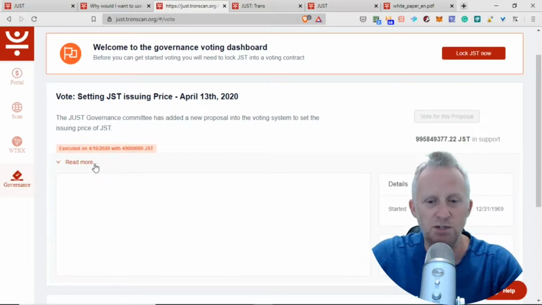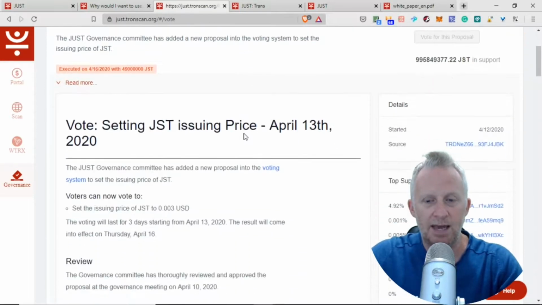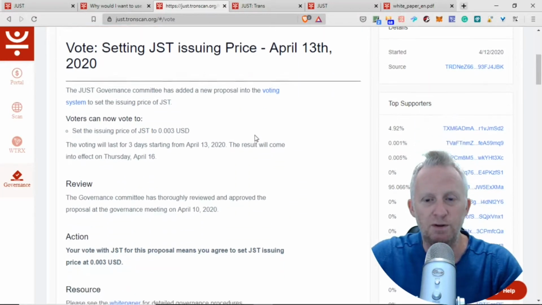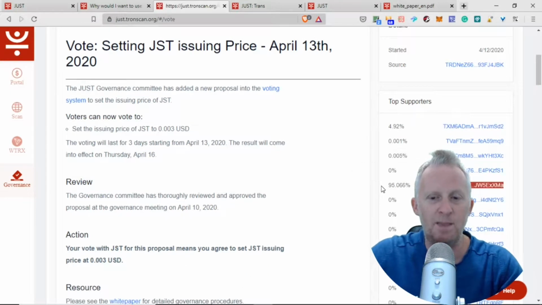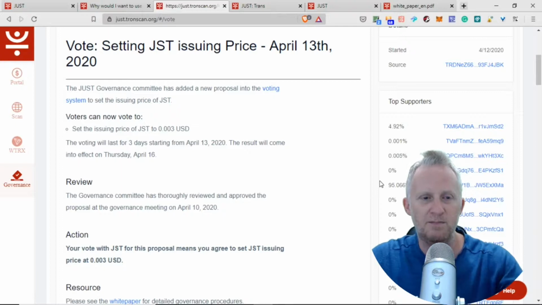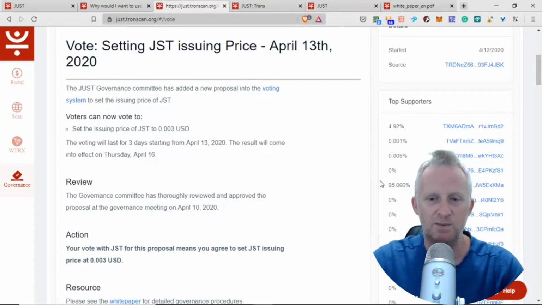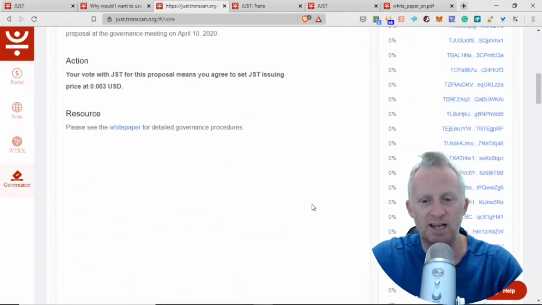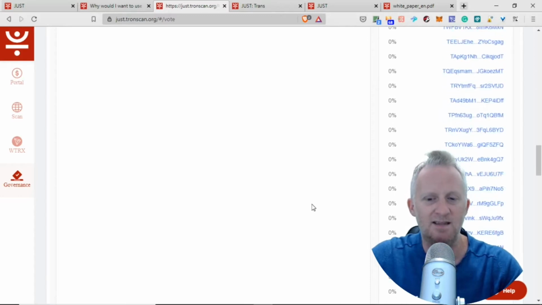I just checked this issue this morning, and you see the top supporter: one guy's vote with 95% of the ratio for that, so it's not very decentralized. If a big guy can just push a button... Normally you should have one vote for real governance, but if somebody just votes with one Tron address with 95%, what's the value of doing governance? So I take that with a grain of salt.